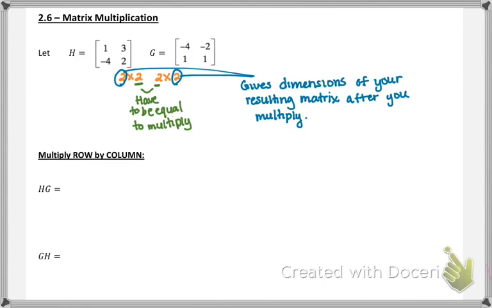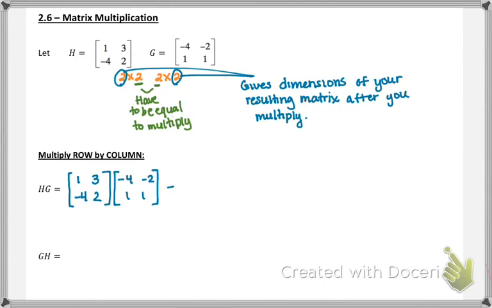Why does the number of columns have to match the number of rows in the second matrix? We're going to see, because in matrix multiplication we do not multiply the corresponding elements. We multiply row by column. And here's how we do it. Let's look at how we can multiply H times G. H is the 2 by 2 matrix with first row 1, 3 and second row negative 4, 2, times G, which is negative 4, negative 2, 1, 1, row by column.